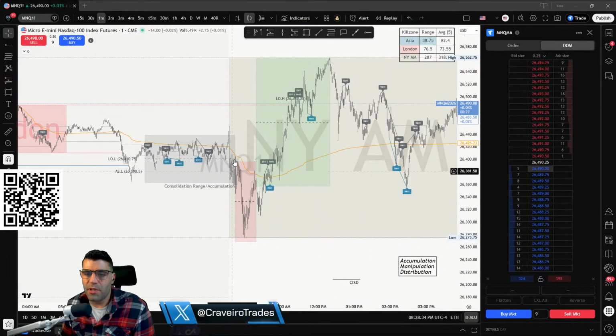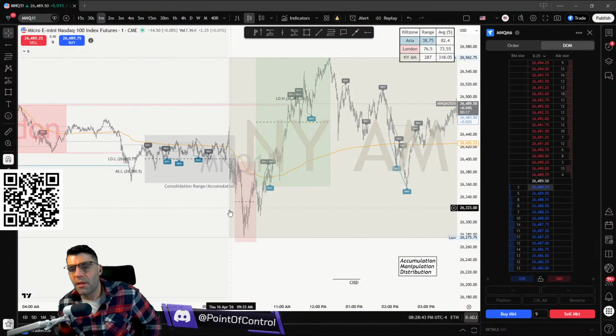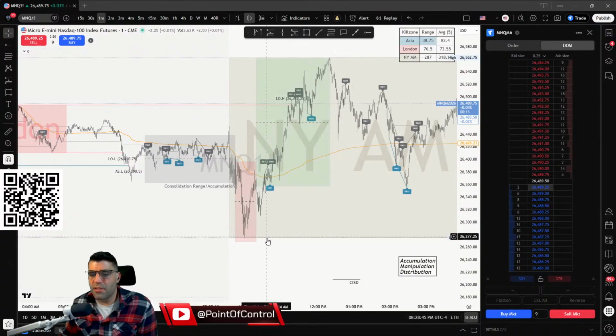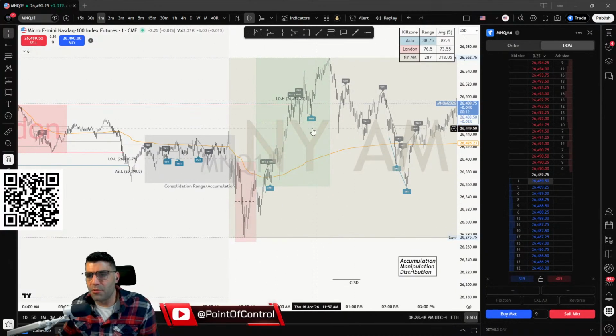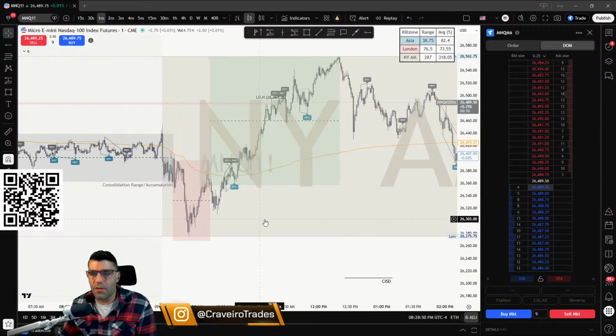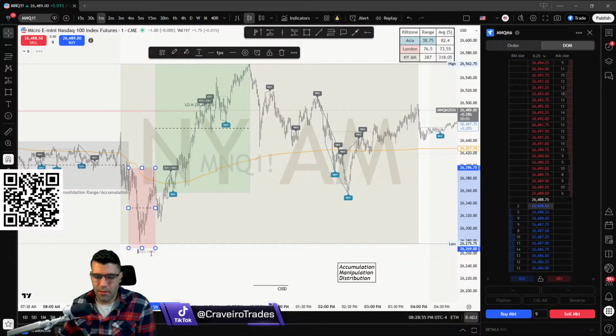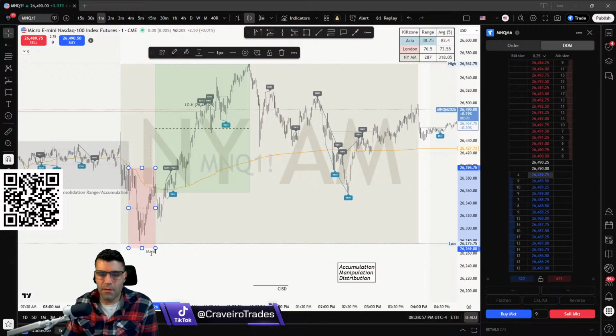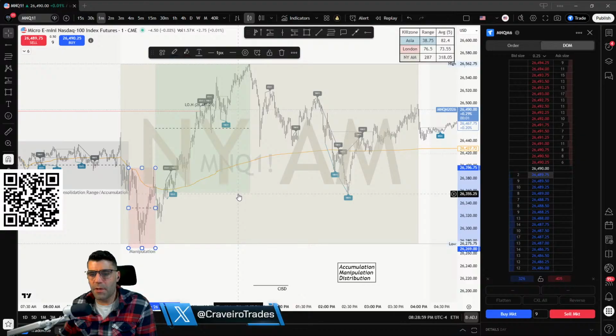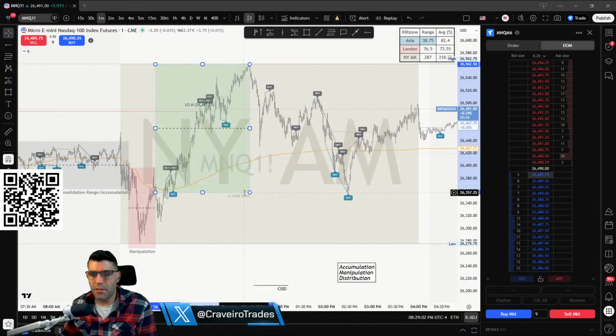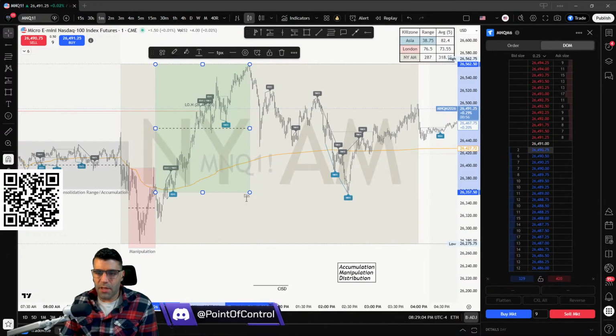So that's accumulation, manipulate lower. We manipulate the lows of this range to execute stop loss orders of retail traders, and then we see a change in the state of delivery and distribution. So next thing on the list, but we have accumulation and consolidation, manipulation and distribution.